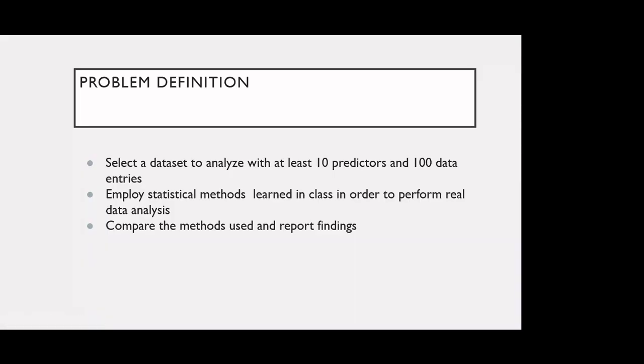And our problem definition: we're asked to select a data set to analyze. The data set has to have at least 10 predictors and 100 data entries, enough size. And we have to use the statistical methods which we have learned in class, compare the methods we chose, and report what we're finding.